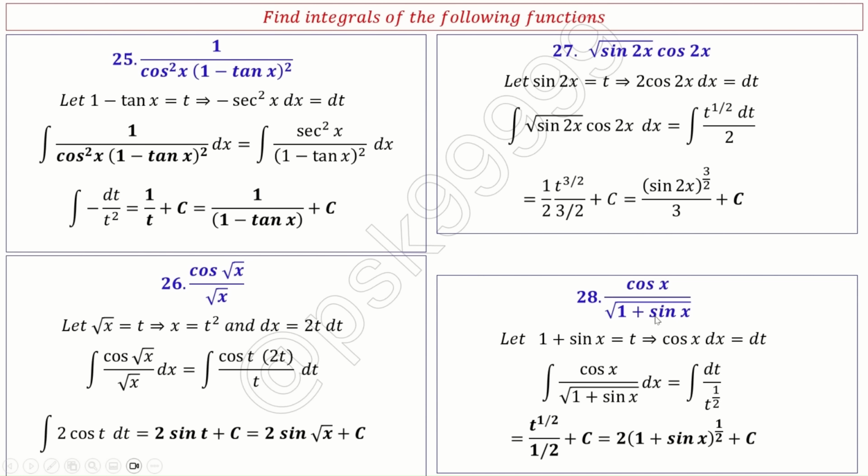Okay, cos x by square root of 1 plus sin x, which is almost the same. You take 1 plus sin x as t, you will get cos x dx as dt. So this is nothing but integration of dt by square root of t, which is again 2 times 1 plus sin x whole to the power of 1 by 2.